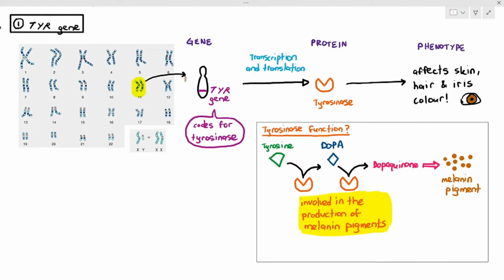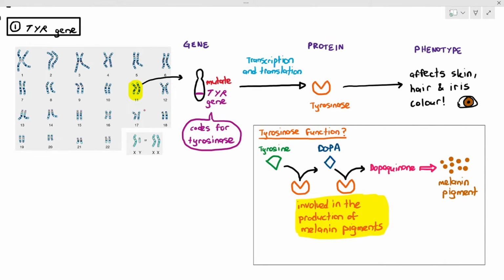The point is, if the TYR gene becomes mutated, what could be the effect on the person's phenotype? Perhaps in some cases, if the mutation is significant, it is no longer able to code for tyrosinase. And again, because of mutation, it may change the mRNA codons. It may cause the primary structure of the protein to change, which will then change the tertiary structure of the protein. So look at the shape of the tyrosinase enzyme here.